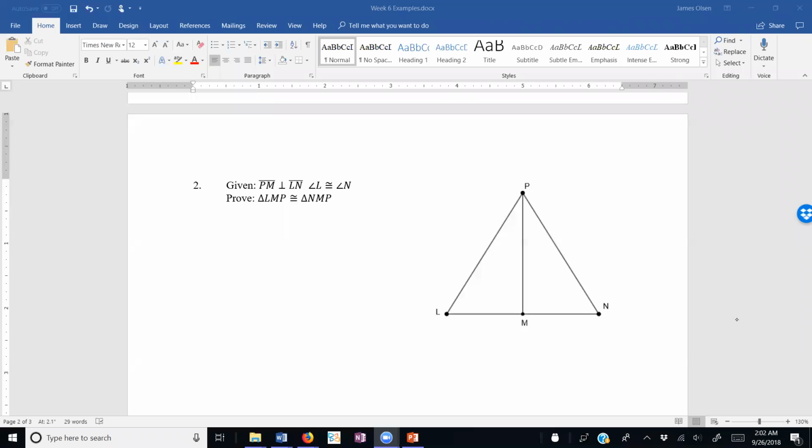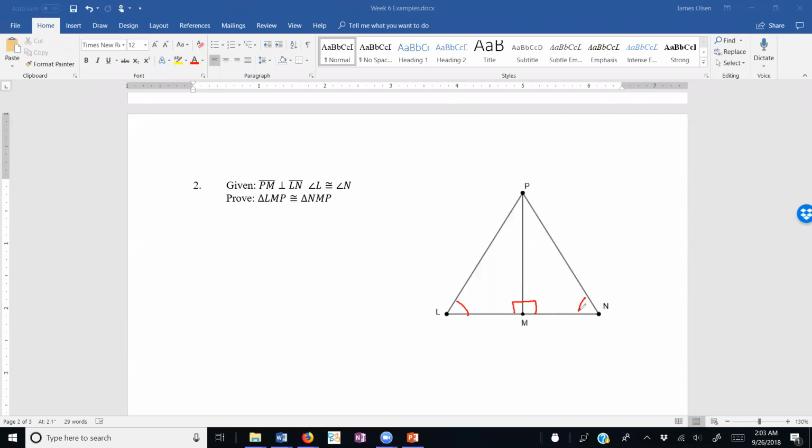Now let's take a look at example 2. The given information is that segment PM is perpendicular to segment LN. So I have a right angle there and I have a right angle here. The other piece of given information is that I have angle L congruent to angle N.